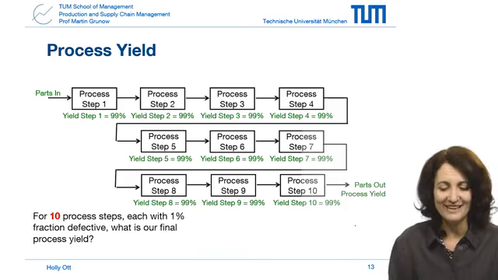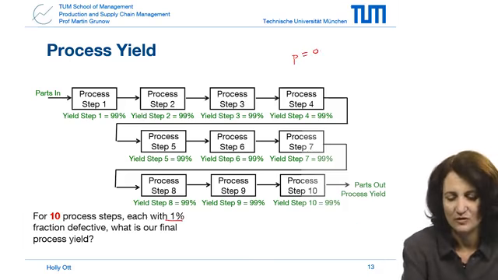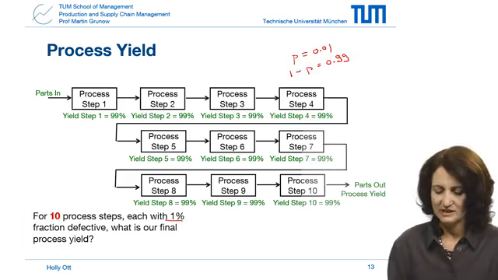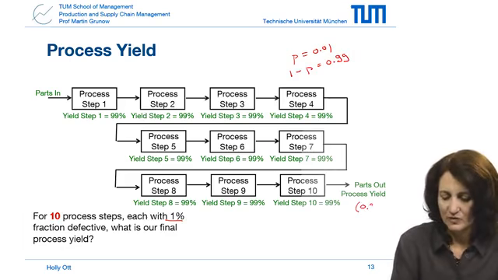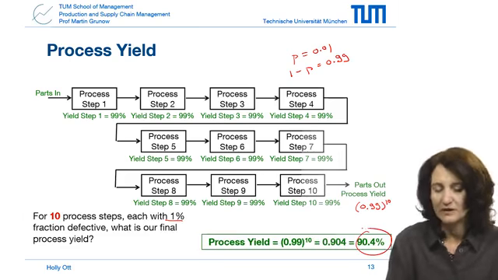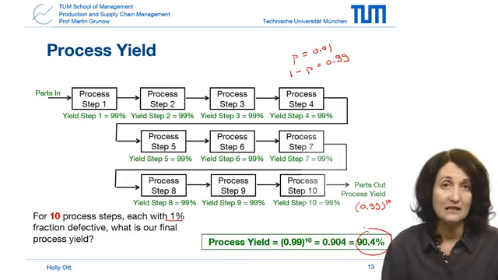You know where we're going next, right? We have 10 process steps, each with 1% fraction defective. So P equals 0.01. 1 minus P equals 0.99. 99% yield at each process step. Now we have 0.99 to the power of 10, and we end up with, yes, a better result, 90.4% yield overall, process yield.